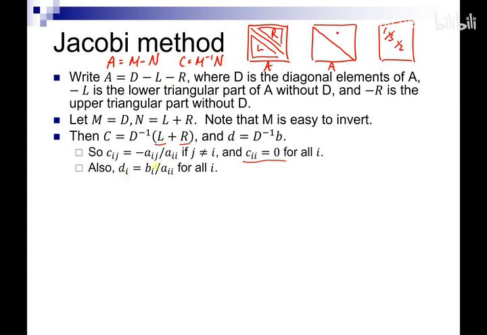And then for D, you just divide by all of the diagonal elements of A, because again, D is simply the inverse of all those diagonal elements.